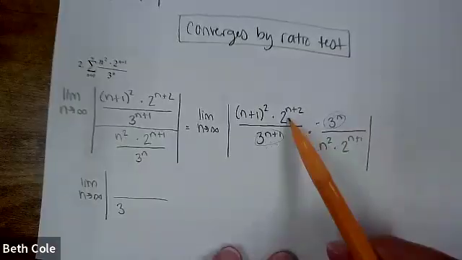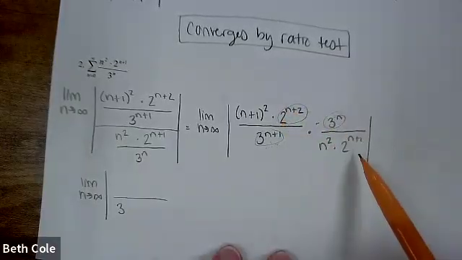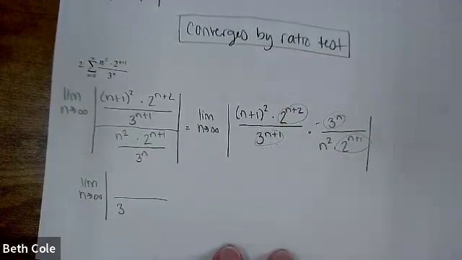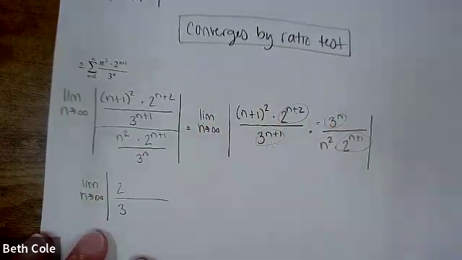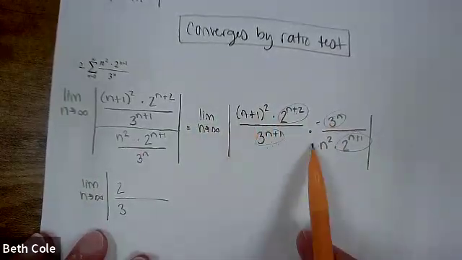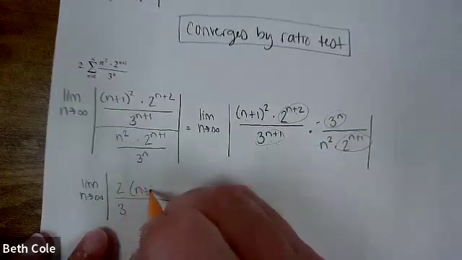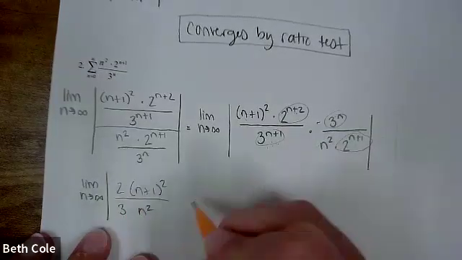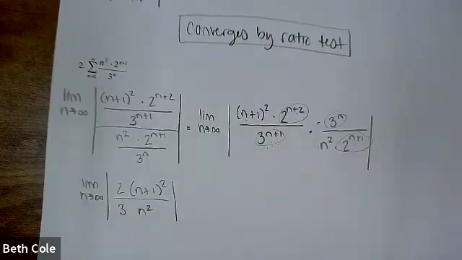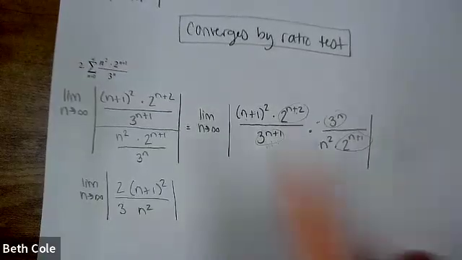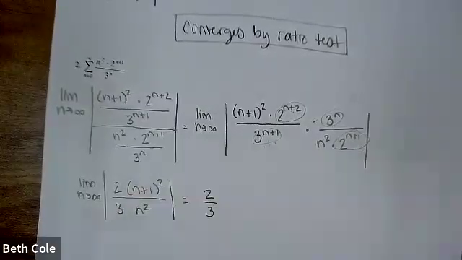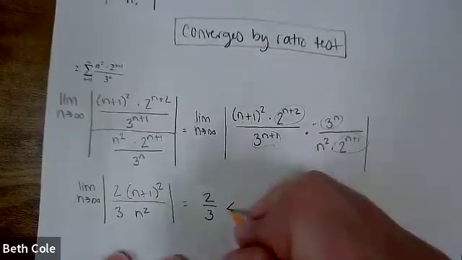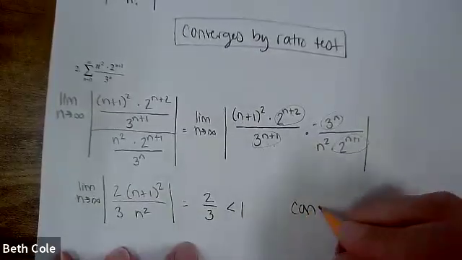Then I would do the 2's. So this is 2 to the n plus 2. This is 2 to the n plus 1. So again, you're going to have 1/2 left, and it's going to be on top. Now, these are not going to divide out. So in the numerator, you've just got that (n plus 1) squared, and on the denominator, you've got just n squared. They are both squared. When your powers are the same, you use coefficients. So this limit goes to 2/3, which is less than 1, converges by ratio test.